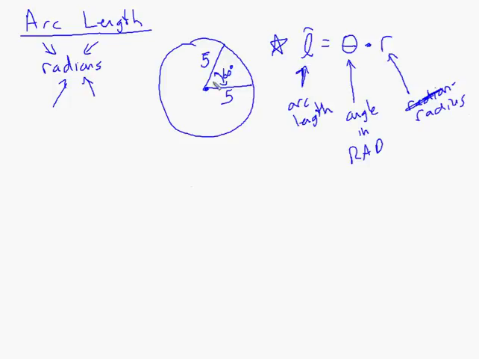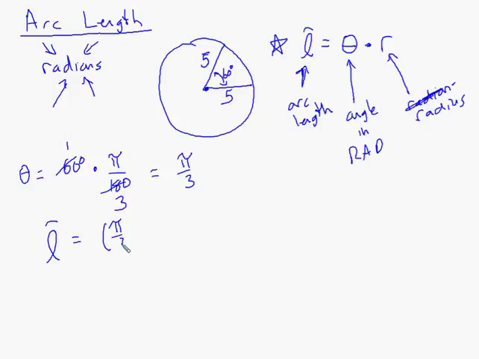Now this 60 is not in radians, so I'm going to have to change it. So I do 60 degrees times pi over 180. I can cancel. That becomes a 3, that a 1. And my angle now, theta, is pi over 3 in radians. Notice there's no degree symbol there. Now all I have to do is go to my arc length formula. Arc length is pi over 3 times my radius, which is 5.